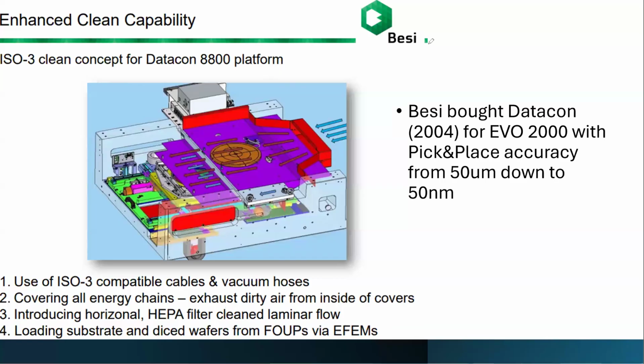Let's look at Besi's machine. It's a pick and place machine. They bought a company called Datacon 2004 to merge with the machine called Evo 2000. This is an old machine. They bought the platform and improved the pick and place accuracy from 50 micron to 50 nanometer. Oh my God, that's really amazing, right?